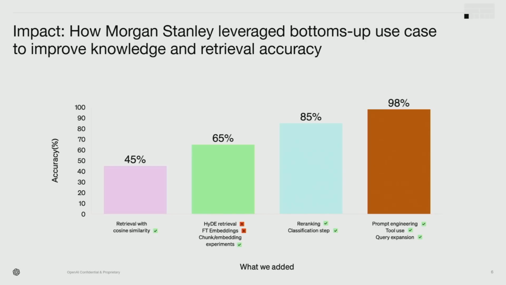So interacting with us, we introduced new methods throughout the use case development, things like hyde retrieval. We did some fine-tuned embeddings, different chunking strategies, which improved performance. And then once we kept introducing more and more methods, we saw accuracy go up.